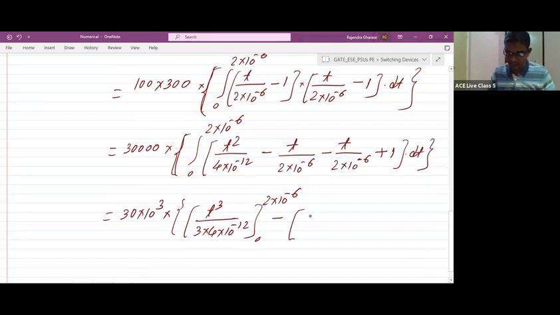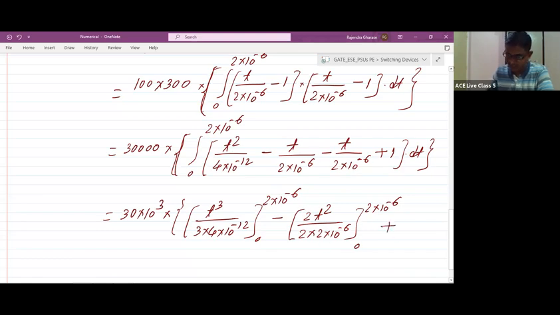So I'm directly writing it as 2 into t square upon 2 into 10 to the power -6. Is this clear? 0 to 2 into 10 to the power -6. You can check, this is minus t upon 2 into 10 to the power -6. This is also minus t upon 2 into 10 to the power -6. So can we write it as -2t upon 2 into 10 to the power -6? So that's why this 2 is here. And integration of that t will be t square by 2. So that's why the denominator 2 I have added. And this term as it is, right? 2 into 10 to the power -6 as it is.